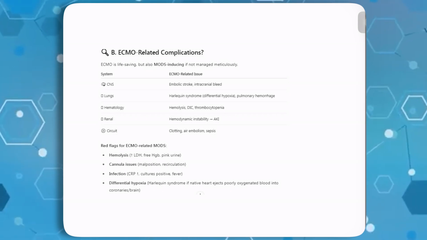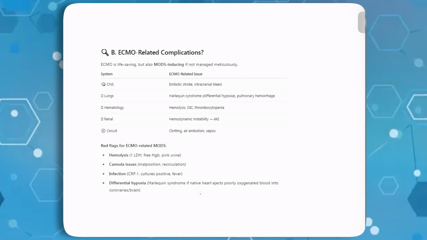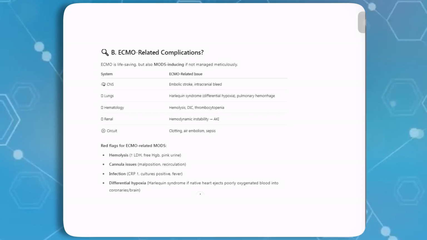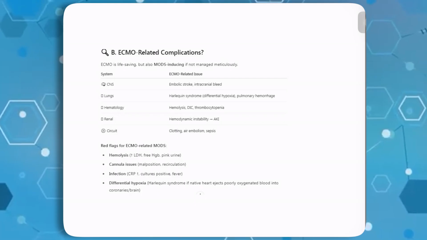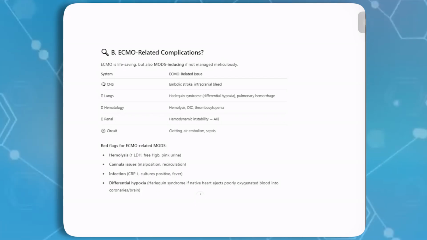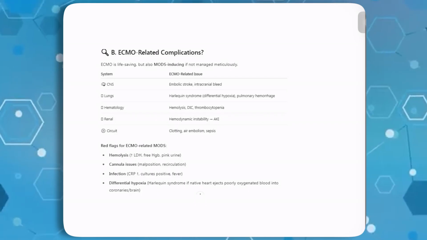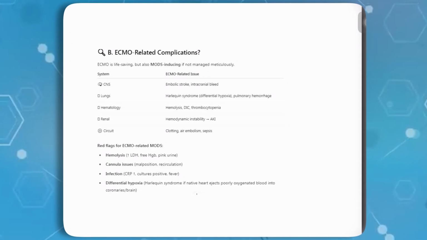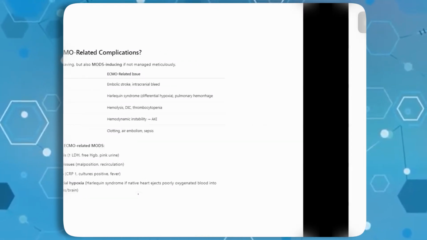What are the red flags in ECMO-related MODS? Number one, hemolysis, rising LDH, up to 2,000-3,000 I have seen. Free hemoglobin in the circulation because of extensive hemolysis, pink-colored urine. Cannula issues, malposition, recirculation, septicemia, all of them I have seen. Infection can happen, and differential hypoxia, of course. This is not a very common thing, but does happen if the LV balloons out and does not lead to oxygenation of the cortex and brain, and of course the lungs get partially ventilated.